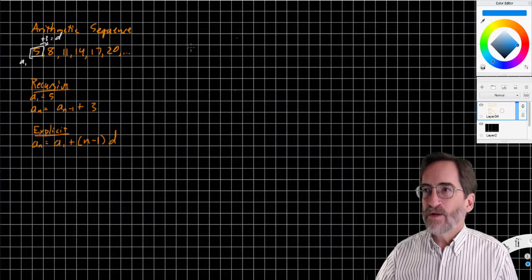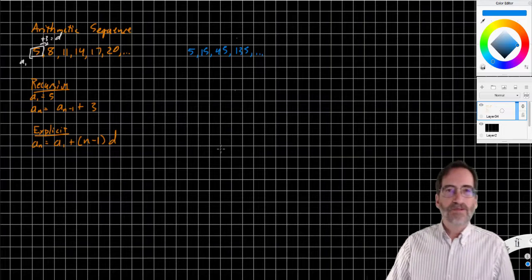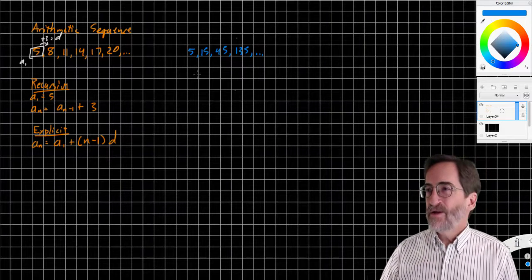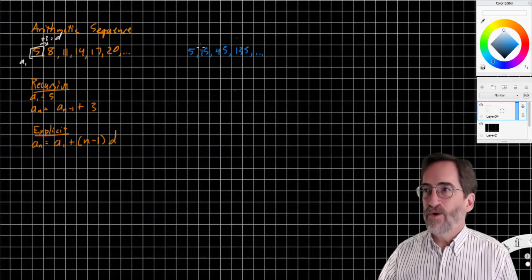Now we're going to look at another sequence. I'm going to start with 5 again, but we're going to do this: 5, 15, 45, 135, and so on. Take a moment to see if you can figure out what I'm doing and what rule I'm using. Now, hopefully you figured that out, and you've noticed that I am multiplying by 3.